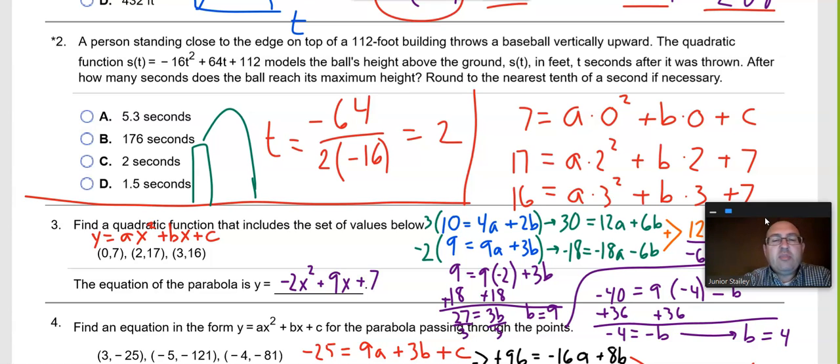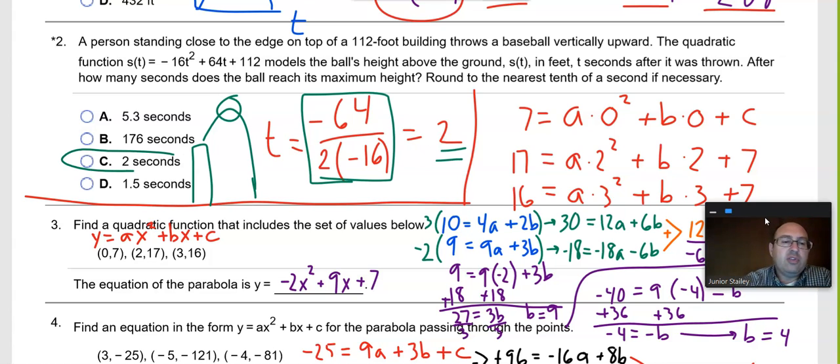After how many seconds does the ball reach its maximum height? In the future, we'll be looking at this in terms of hitting the ground. But for now, we're just asking when it reaches its maximum height. And it did say when, right? It did not say how high. It just said when. So when would be the t, the time. And if I do my opposite of b over 2a, right here, I get 2 seconds. So it took 2 seconds to reach the max.